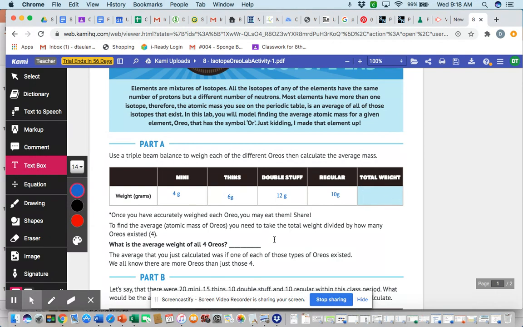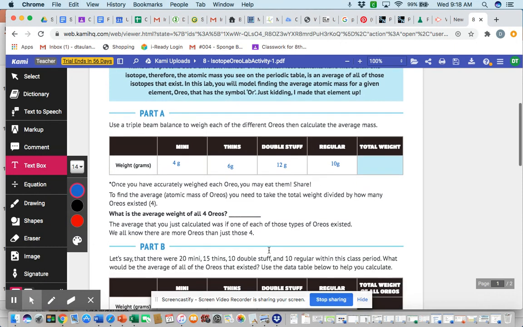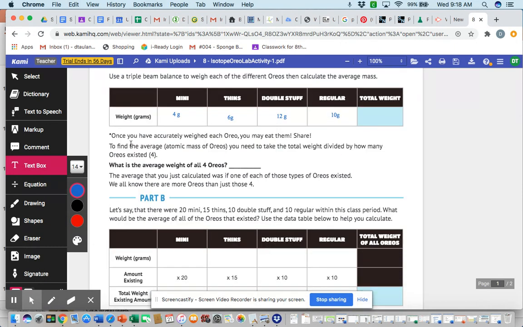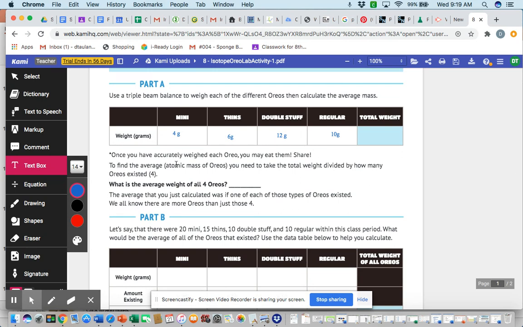Once you've accurately weighed each Oreo, you can eat them. We're not sharing or doing anything like that. The kids are going to save them for snack. So you're going to find the average mass. You need to take the total weight and divide by how many you have. So you're going to take this number and divide it by 4 because we weighed 4 Oreos.